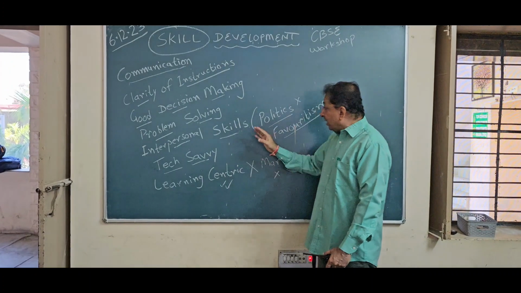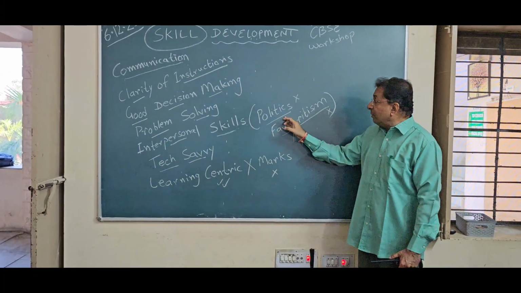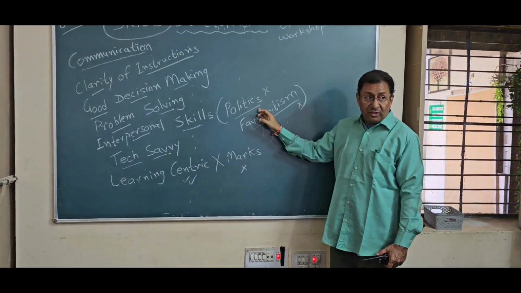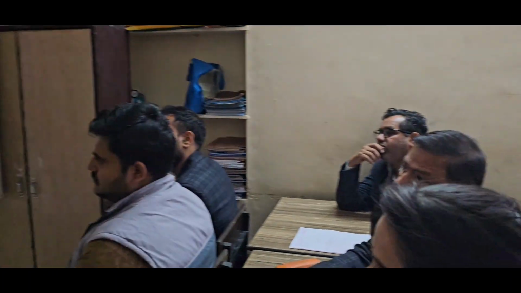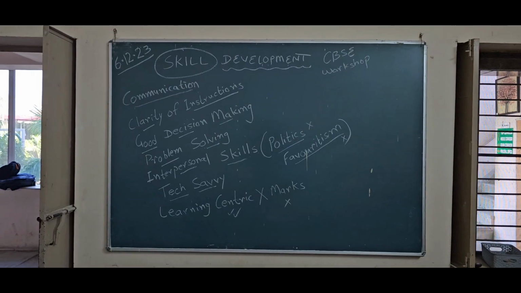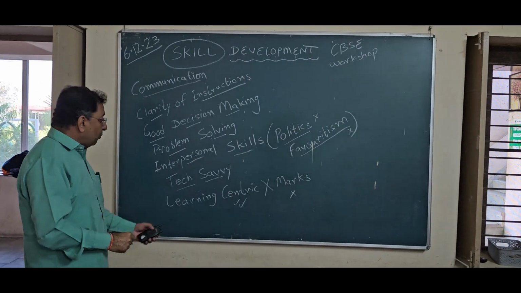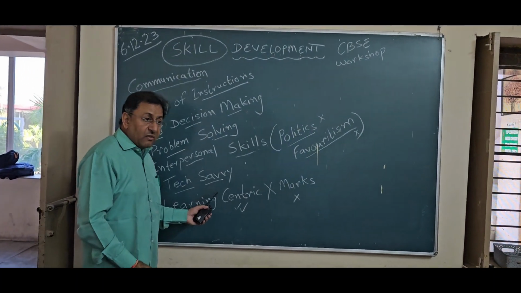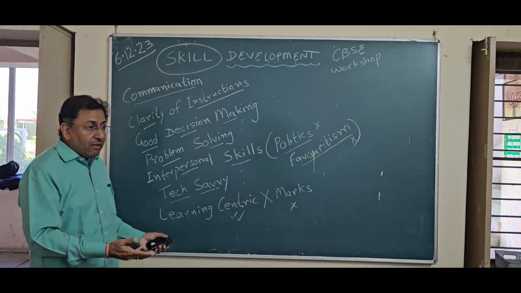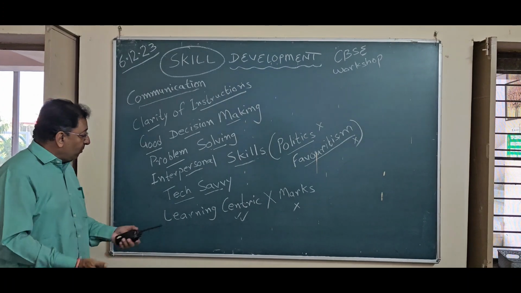Then comes interpersonal skills: there shouldn't be favoritism, there shouldn't be politics, because it has to be neutral, it has to be secular, it has to be open like a free bird in the open sky. Next point is tech savvy, especially after COVID, when the students were forced to go for Zoom meetings, Zoom classes and live teaching apps and so many things.